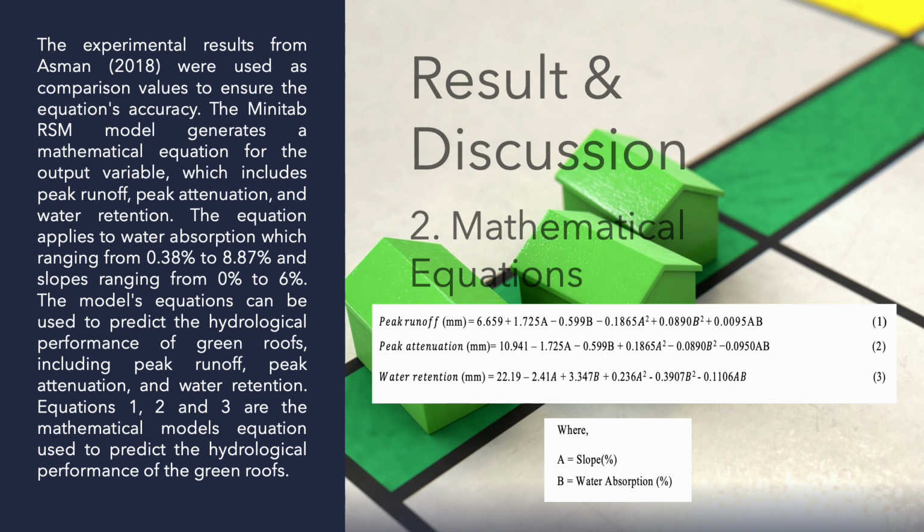The experimental results from ASMA 2018 were used as comparison values to ensure the equation accuracy. The Minitab RSM model generates a mathematical equation for the output variables. The equation applies to water absorption ranging from 0.38% to 8.87%, and slope ranging from 0 to 6%. The model equation can be used to predict the hydrological performance of the green roof, including peak runoff, peak attenuation, and water retention. Equations 1, 2, and 3 are the mathematical equations used to predict the hydrological performance of the green roof. If we look at the equation, A represents the slope and B represents the water absorption, both in percentage value.